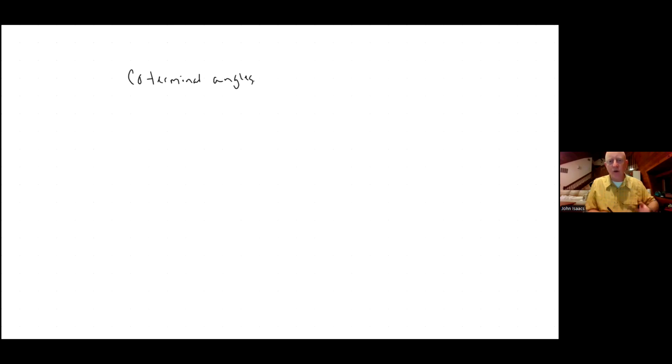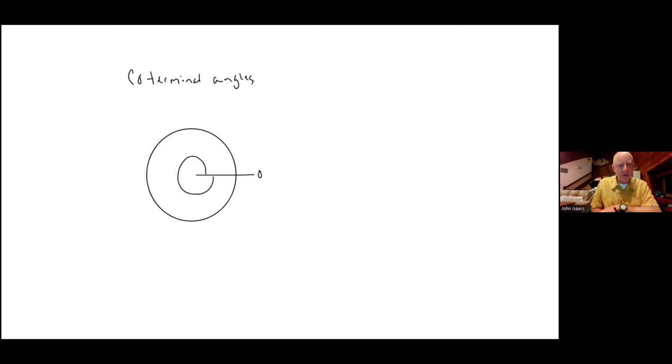Here's a little video on coterminal angles. I'm going to try to talk mostly in radians. So here's a circle, and we use this angle here as 0. And every time we go around the circle, that's a full 2 pi.